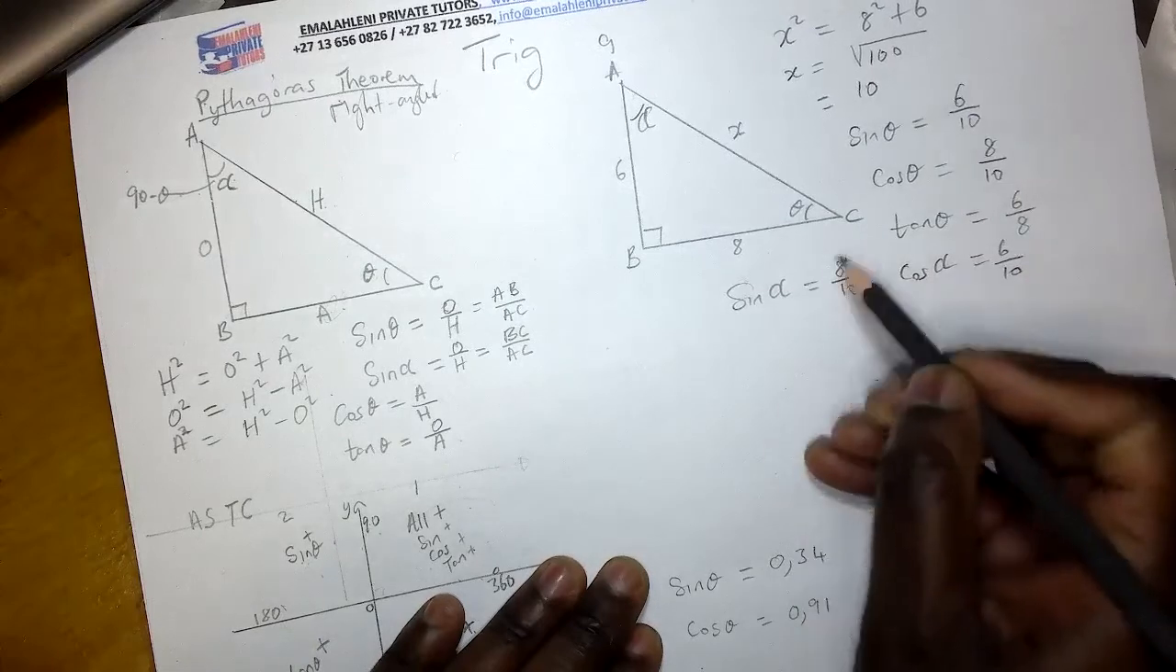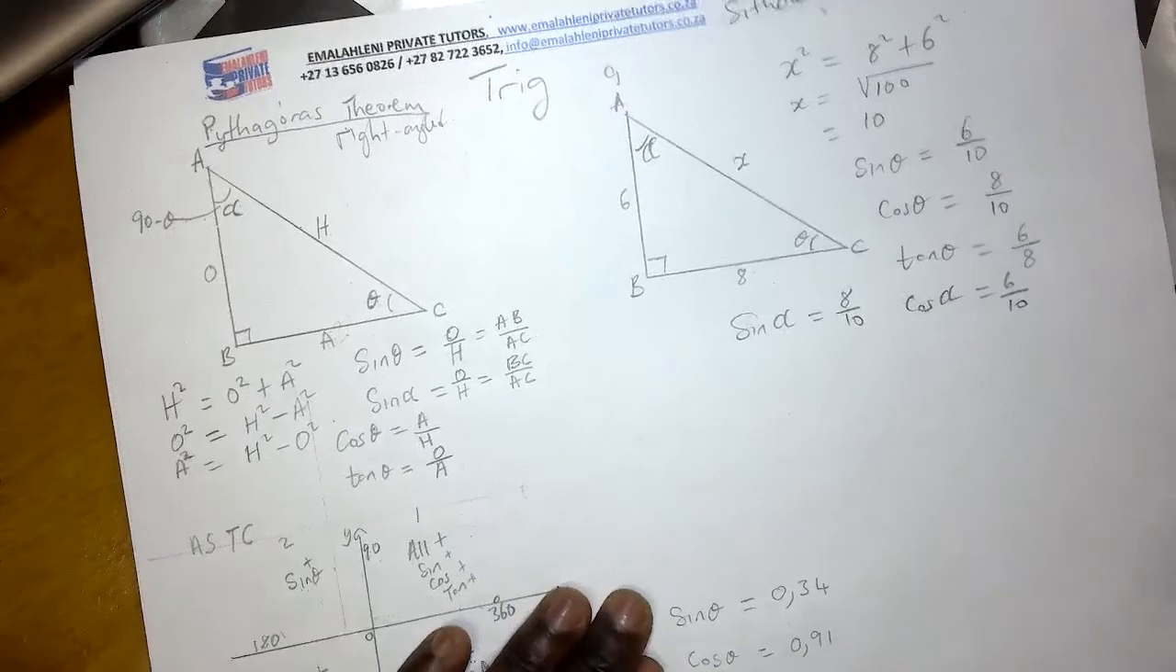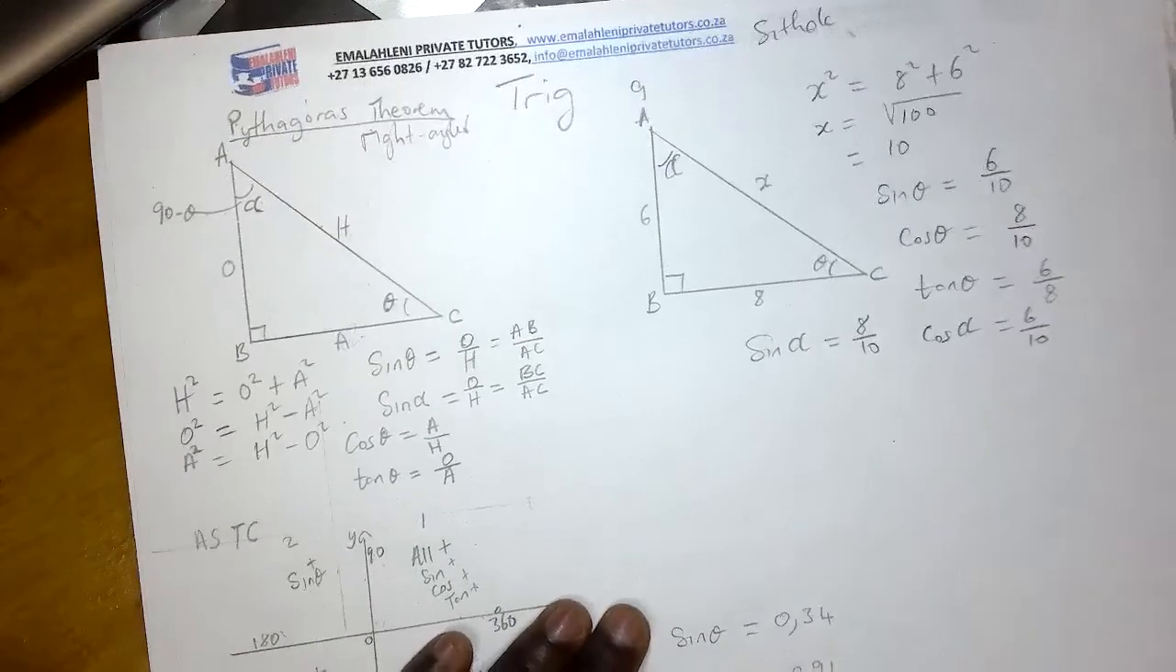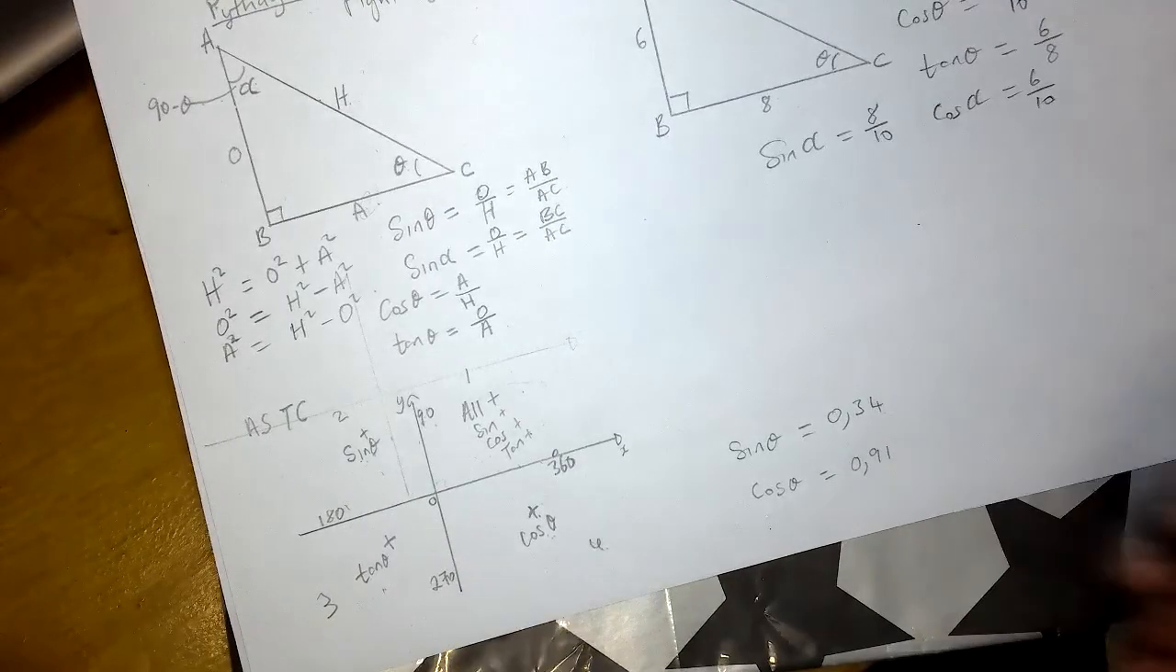Why are we saying this? Because this side is opposite to the alpha. So you always have to check that. You always have to check that. Now, there are certain things that you need to learn, like how to punch your calculator.